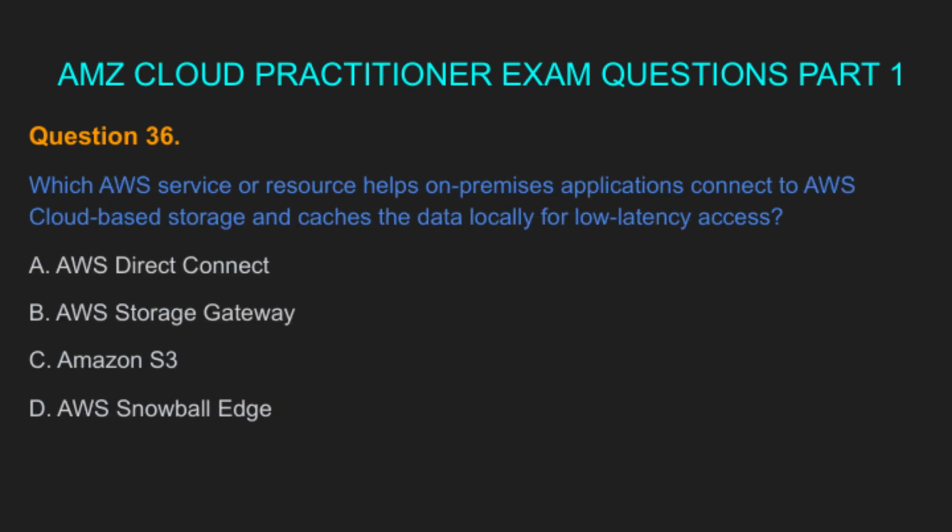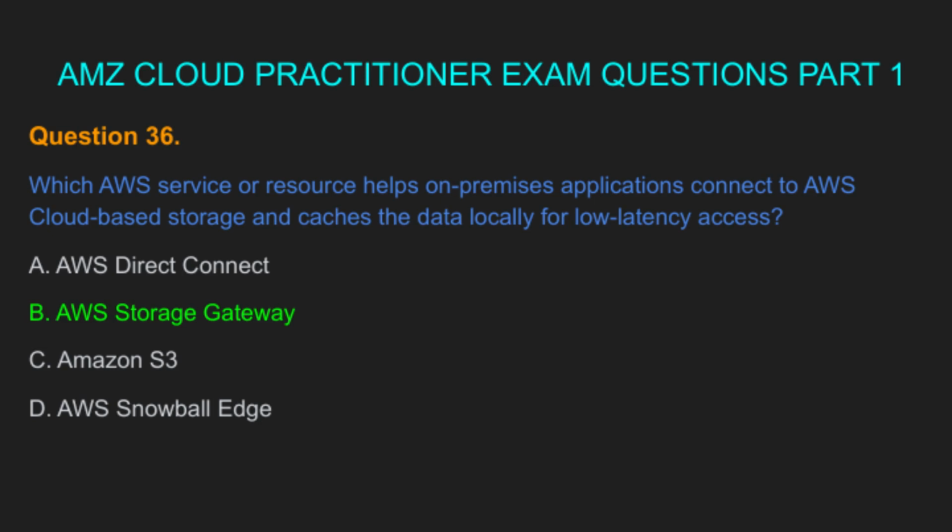Question 36. Which AWS service or resource helps on-premises applications connect to AWS cloud-based storage and caches the data locally for low-latency access? A. AWS Direct Connect. B. AWS Storage Gateway. C. Amazon S3. D. AWS Snowball Edge. The answer is B. AWS Storage Gateway is an AWS service that connects on-premises applications to cloud-based storage. It enables hybrid storage by caching frequently accessed data locally for low-latency access while asynchronously backing up data to Amazon S3 or Amazon Glacier for durable off-site storage.